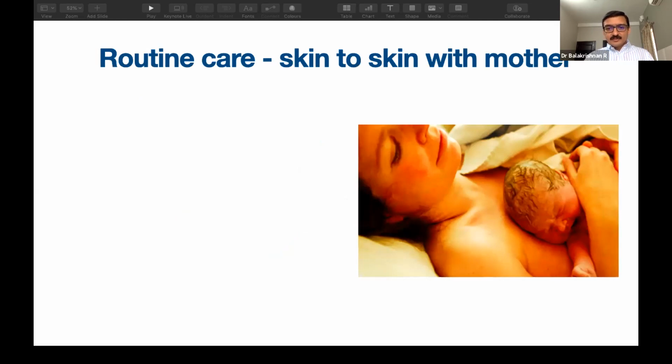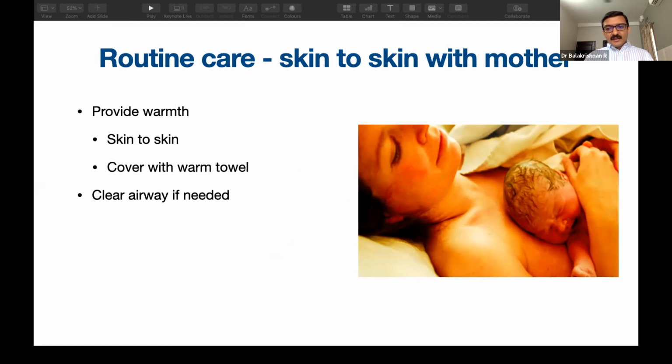wherein the baby cries at birth and satisfies all the criteria in the assessment. We provide warmth by placing the baby skin to skin with the mother and covering the baby with warm blankets. We don't have to do routine suctioning for all babies. We need to clear the airway only if it is obstructed or if there is any copious secretion. And we continue monitoring the vitals, especially the breathing, color, as well as the temperature.